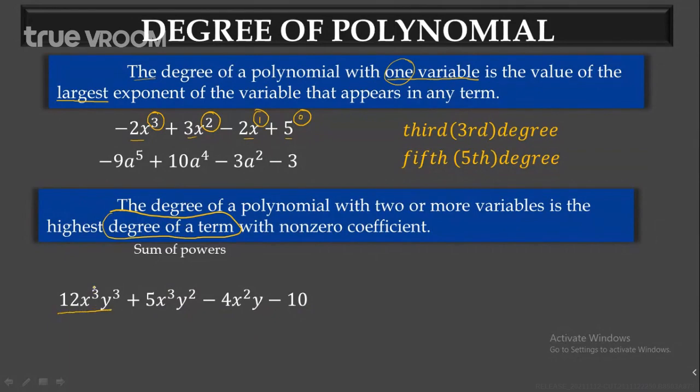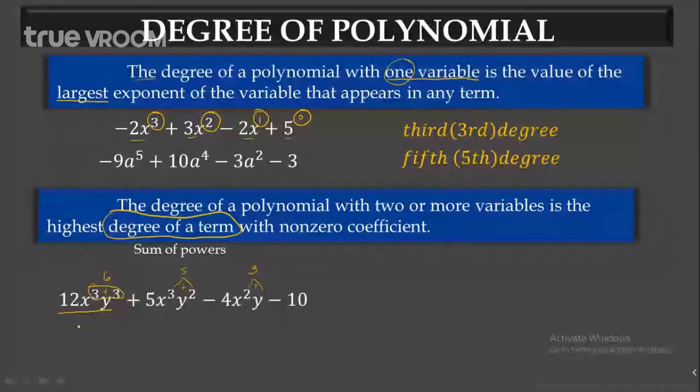So this is 3 plus 3 is what? 3 plus 3 is? 6. How about here? 3 plus 2? 5. How about here? 3. So which term has the highest exponent? First term, second, or third?